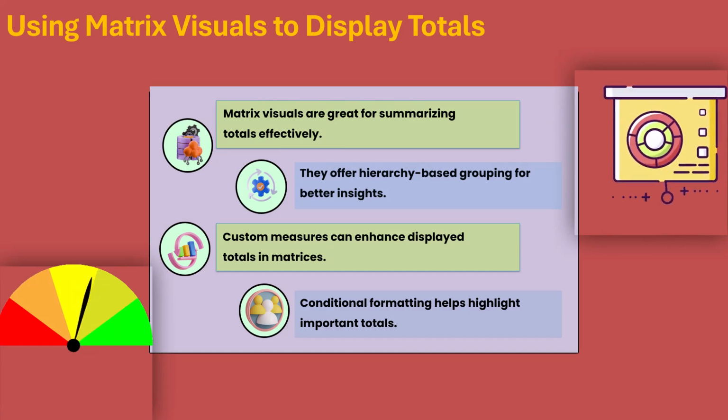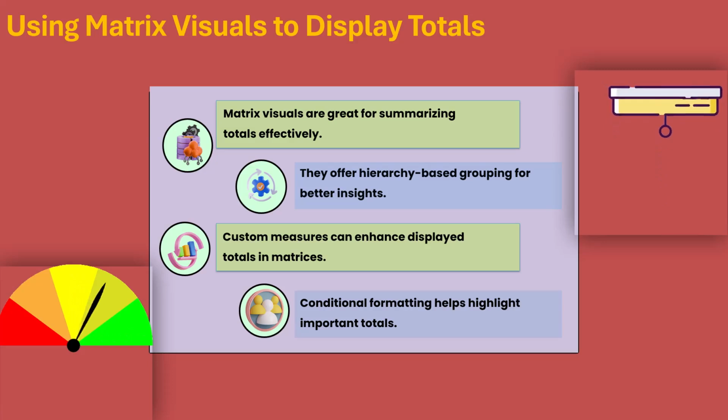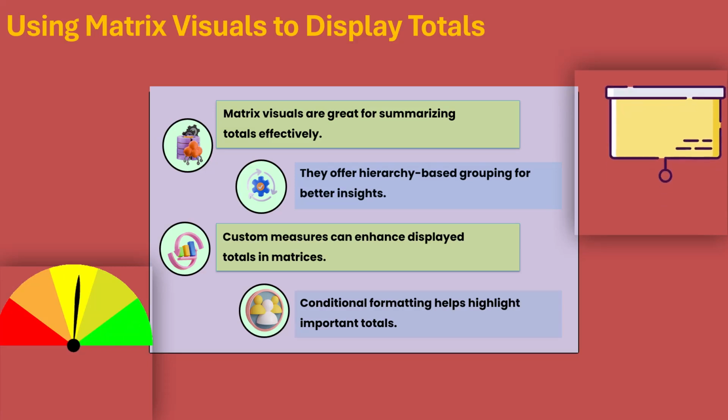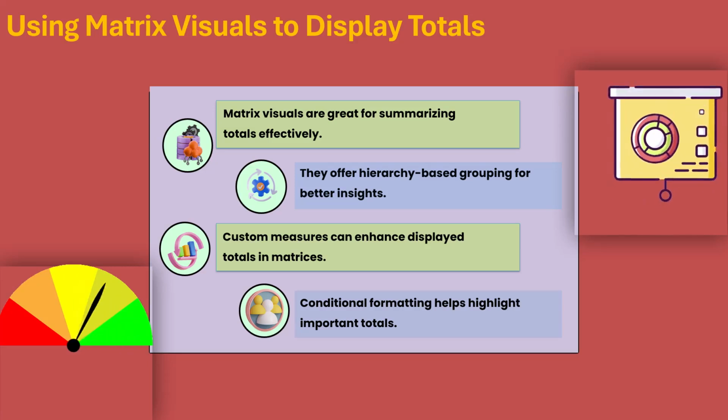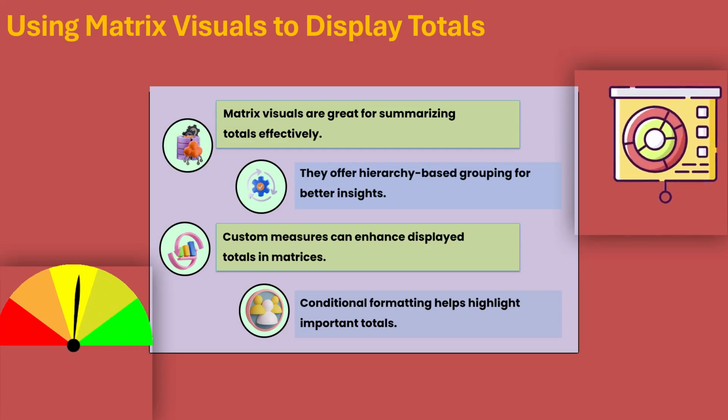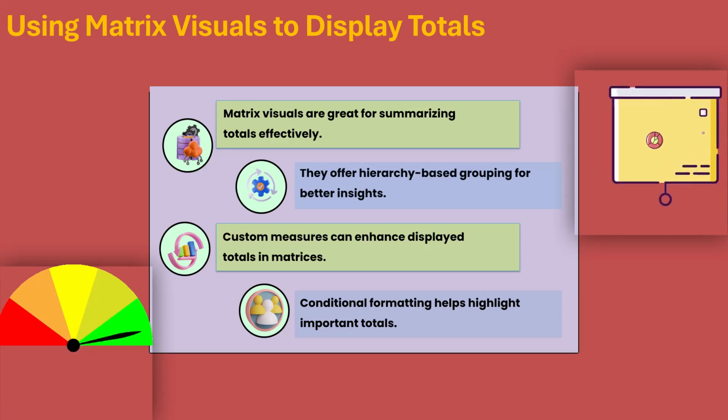Ever looked at a report and thought, where are my totals? That's where matrix visuals come in. They neatly group data hierarchically, making your reports look polished. The real magic happens when we use custom measures. Goodbye generic numbers, hello meaningful insights. And if you really want to impress, conditional formatting helps highlight those crucial totals. Because let's face it, boring reports are so last year.